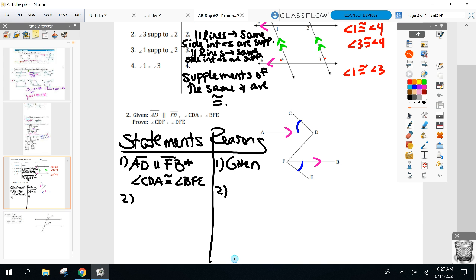Molly, go ahead. Stop. I don't want you to tell me what they are. Say them again, so I make sure I heard this correctly. ADF and BFD. Good. These two right here. 100% correct. Anybody know what type of angle she just gave us? Romeo. Alternate interior. And what do you know about alternate interior? They are congruent. There it is. That's why they gave me the parallel line, so we could see that angle ADF and angle DFB were congruent.